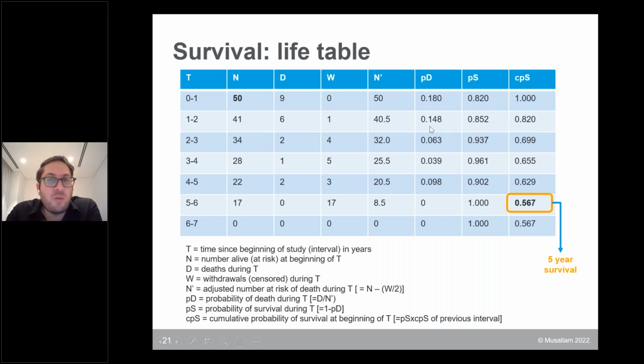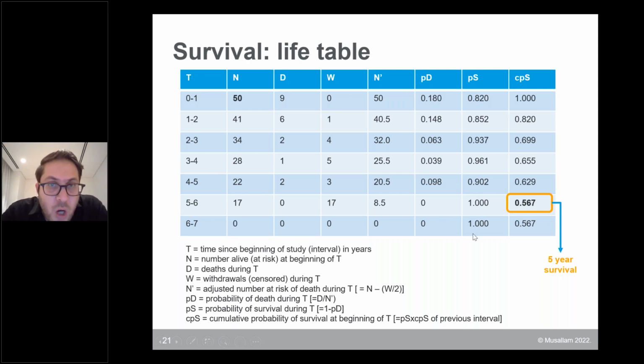Then the probability of survival is 1 minus 0.148, which is 0.852. For the cumulative probability of survival, you simply multiply the 0.82 by the number above it. So you always take the year before multiplied by the year that is preceding. So this 0.699 will be this times that. And all of this is something you will never do manually unless you have a very small trial.